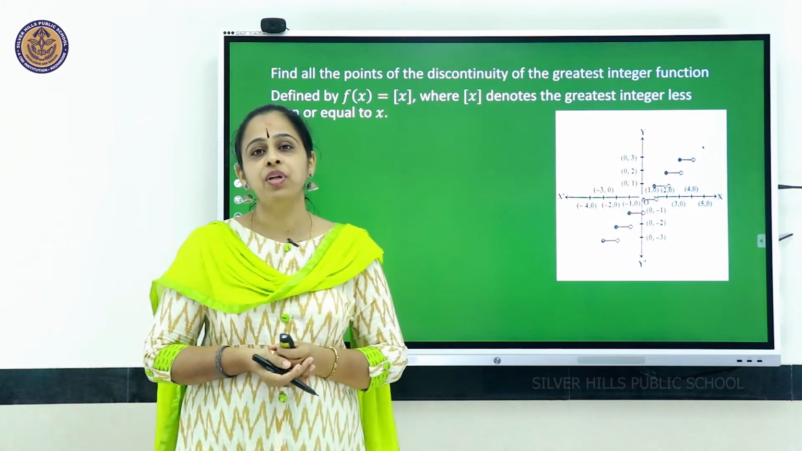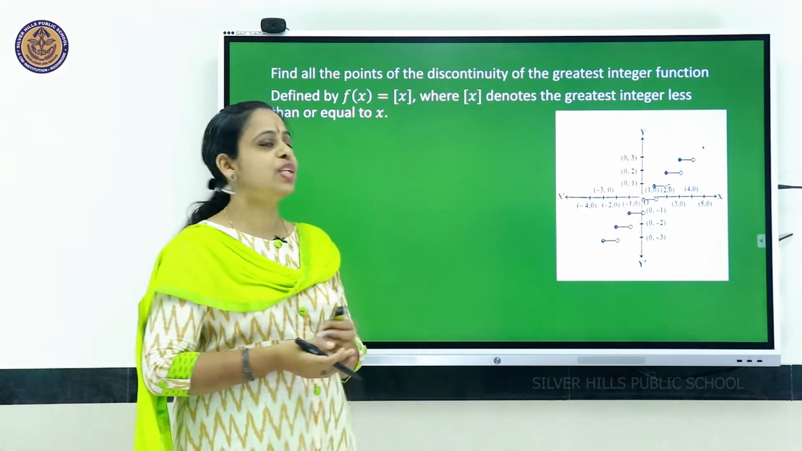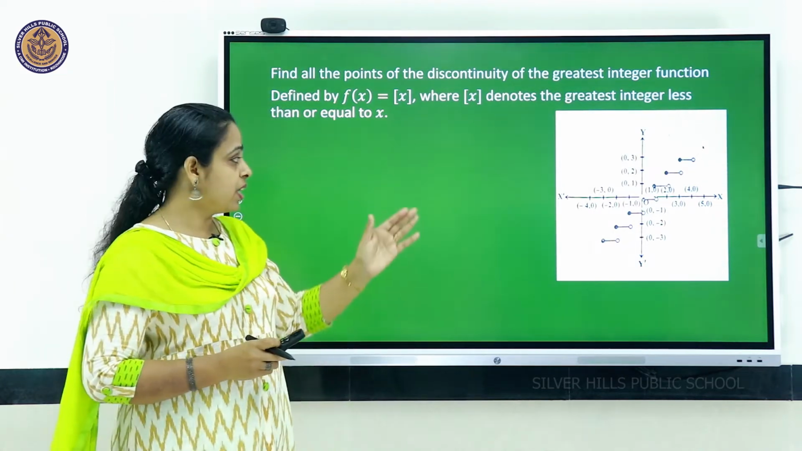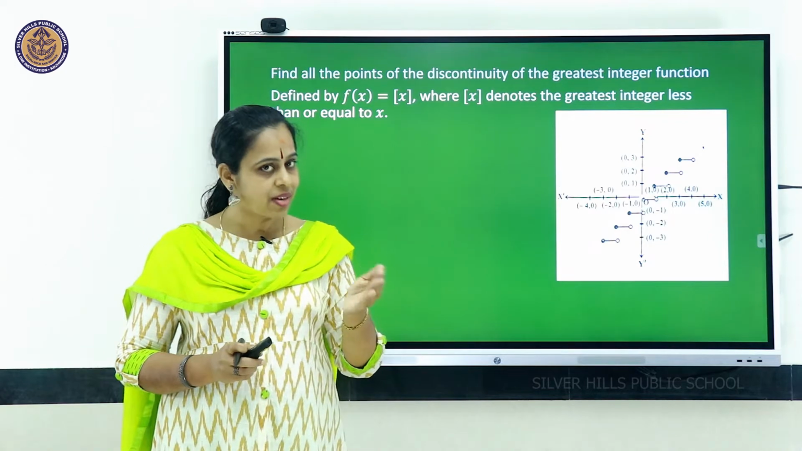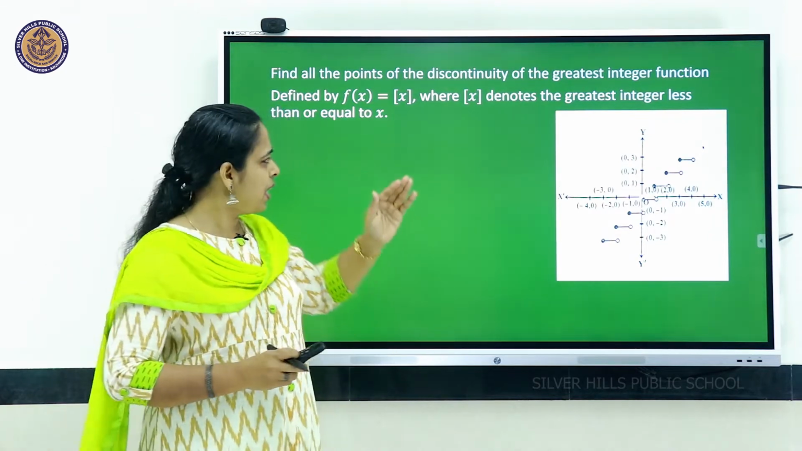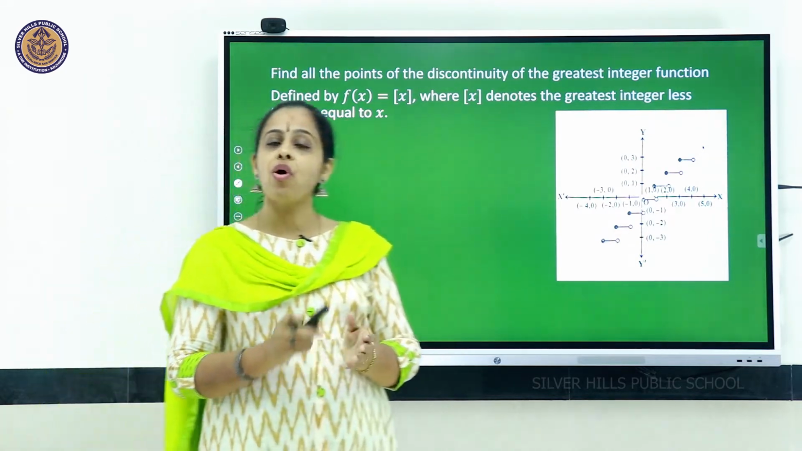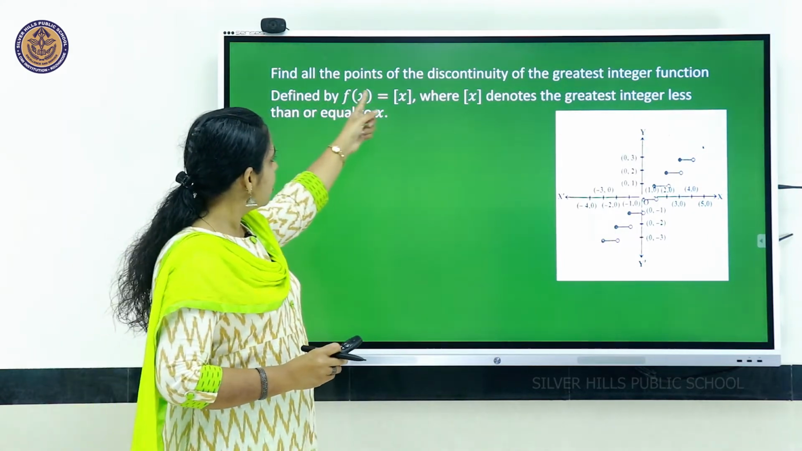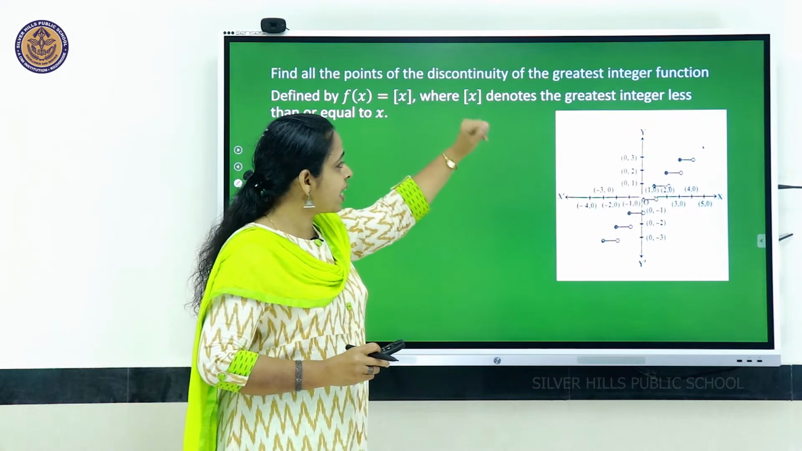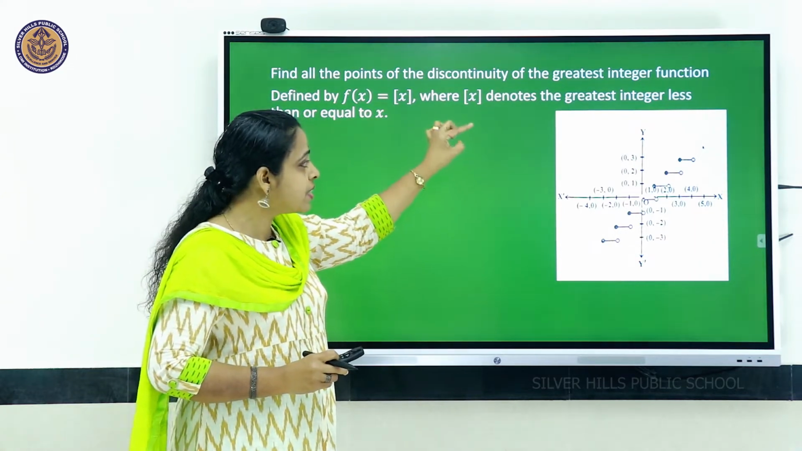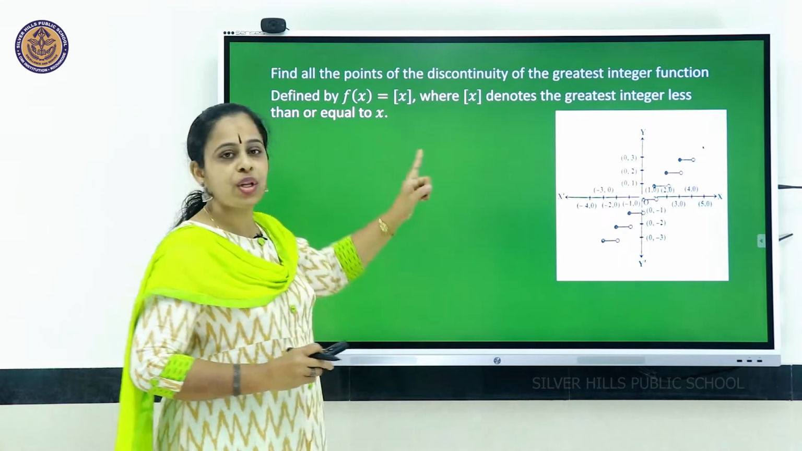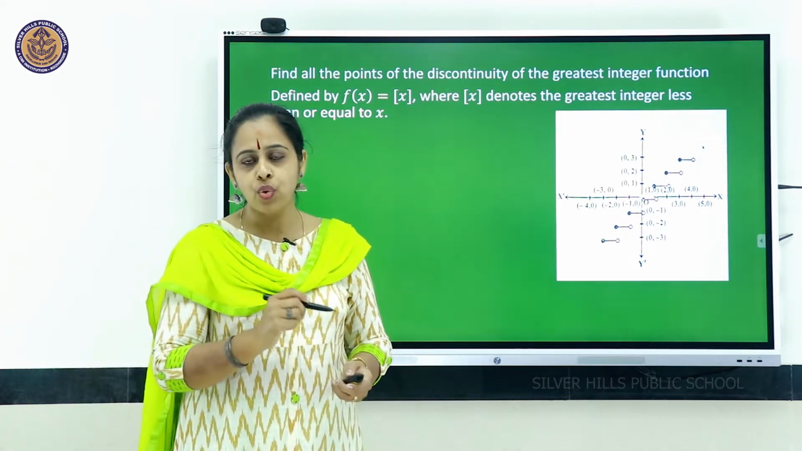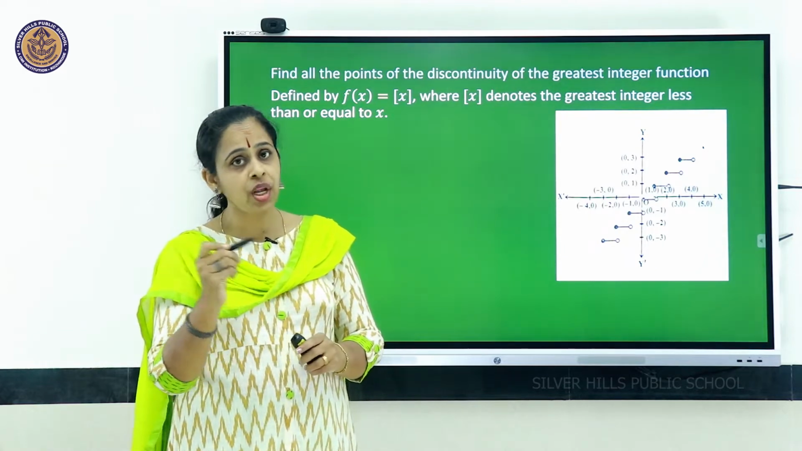Now another important function, the greatest integer function or the box function. The graph is shown here. About the graph I will discuss last. Now let me explain what you mean by a box function through some examples. What is it? Box x denotes the greatest integer less than or equal to x. Let us take some examples and show what you mean by the box function, how to find the value.